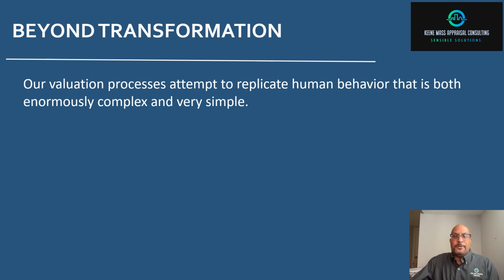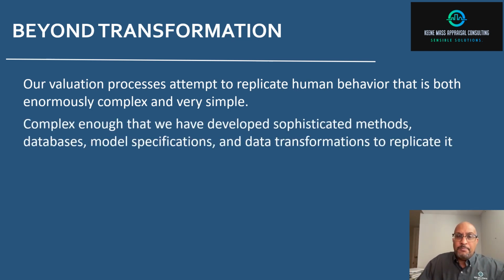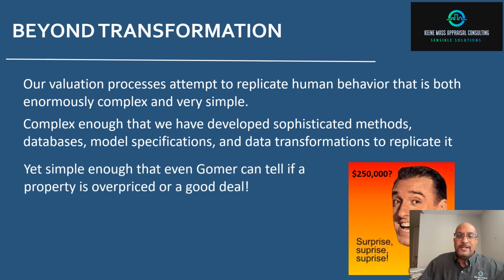So in mass appraisal, we are trying to replicate a very complex human behavior. It's a human behavior that's both complex and yet very simple. It's complex in that we have created a plethora of sophisticated methods to try to replicate it. And yet it's simple enough that even Gomer here can tell if a property is overpriced or a good deal. That's if he knows, if he's a local and he knows his market. And that's nothing against Gomer.